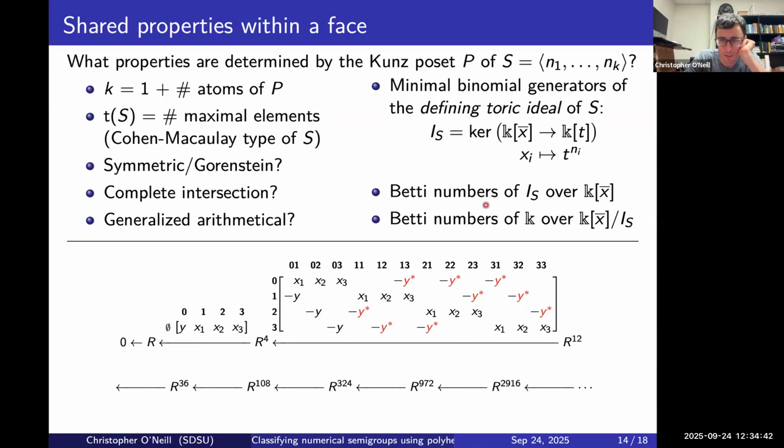So yeah, in particular, there's enough information in the Kunz poset, this nice finite poset, to determine an infinite free resolution up to the exponents on a few of these things. So the combinatorial structure of this resolution, and the matrices and where the entries are non-zero and all that stuff, is determined just by the poset.